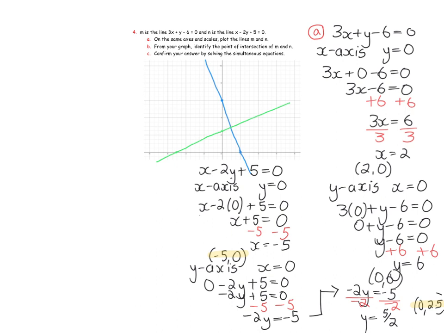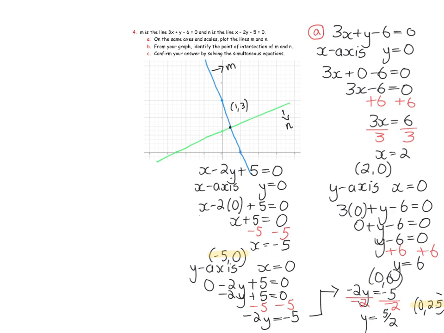So we can then find the point of intersection. That's what B says. From your graph, identify the point of intersection of M and N. Now, one thing that we need to do is we need to make sure we label the graphs each time. So the blue one here is M, and the green one here is N. The point of intersection is going to be here, roughly (1, 3).